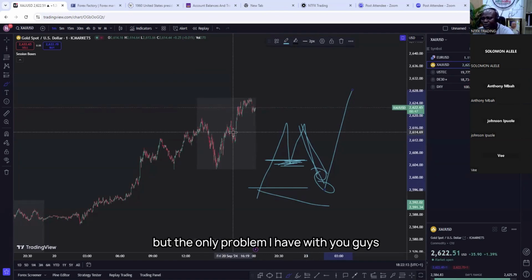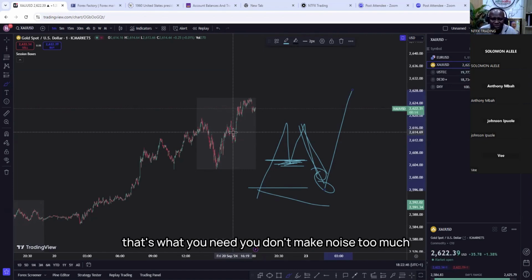But the only problem I have with you guys is that as we are smashing the TP, you are not showing people in the free group to encourage them. Please show them, encourage them to learn. You are just keeping the TP you are smashing in the mentorship group. Show them. We don't make noise. We are not on social media to make noise. As long as, in your confined area, you are making progress and putting food on your table, continue. That's what you need.